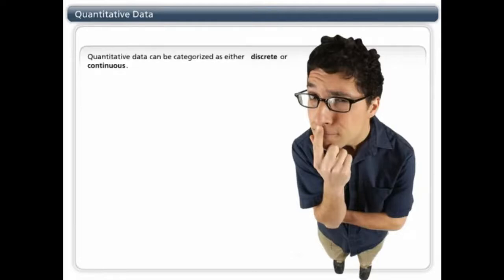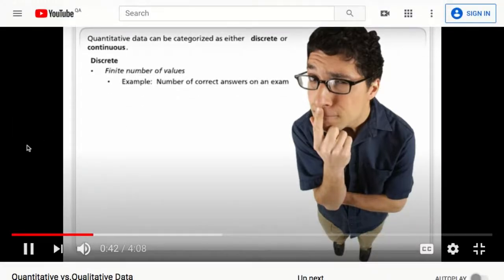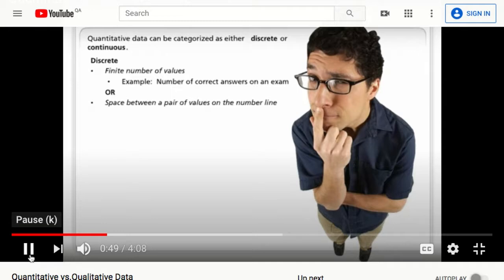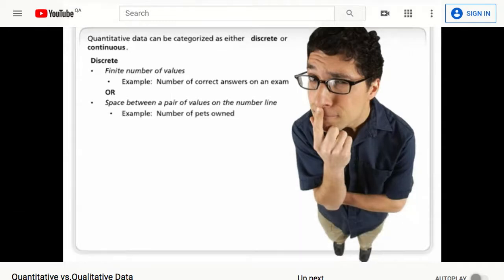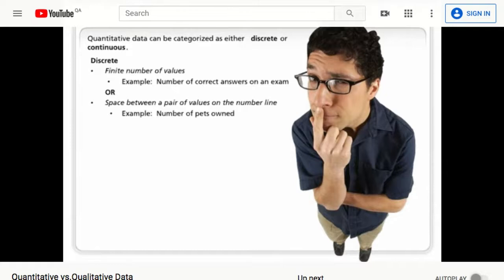Quantitative data can be categorized as either discrete or continuous. Discrete data is that which has a finite number of values, like the number of correct answers on an exam. If the exam has 20 questions, there can only be 20 correct answers. Another type of discrete data is that which has a space between a pair of values when visualized on a number line. For example, the number of pets owned is a whole number, 2 dogs or 3 fish. There is a space between 1 and 2 pets. In other words, you can't have 1.5 pets.